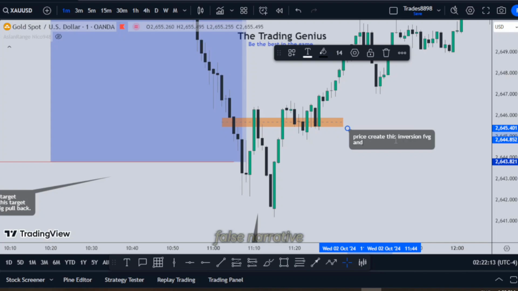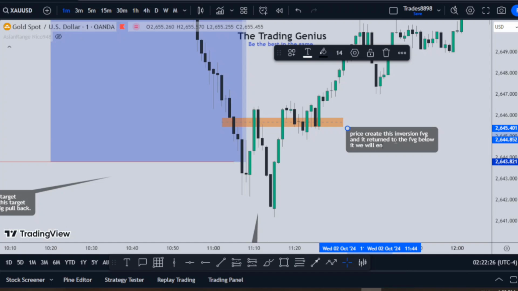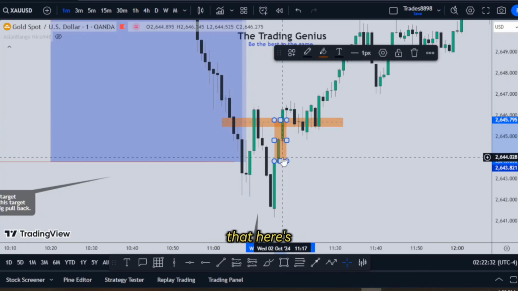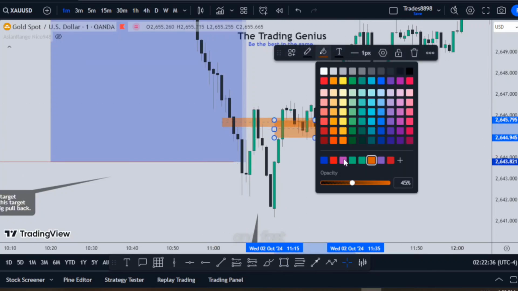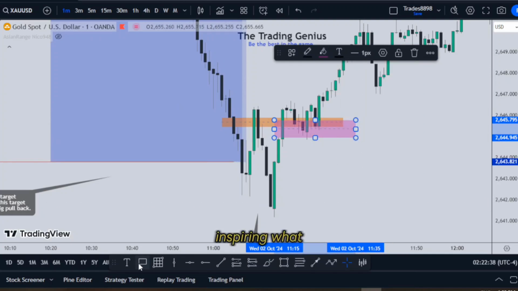But they provide a false narrative. It looks like it's going to go down for the day. Oh, look, it went up. It broke resistance here. So it should have gone higher. No. That's them hiding the narrative, and they're providing a false narrative that here's resistance broken but failed, and they drop it down. And usually it looks real quick and fast. That is inspiring what? Excitement.